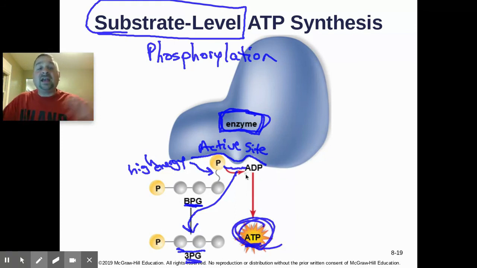All right, so that's glycolysis in a nutshell. In the next video, we'll look at what happens if there is no oxygen for this to continue. It does not go into the mitochondria.